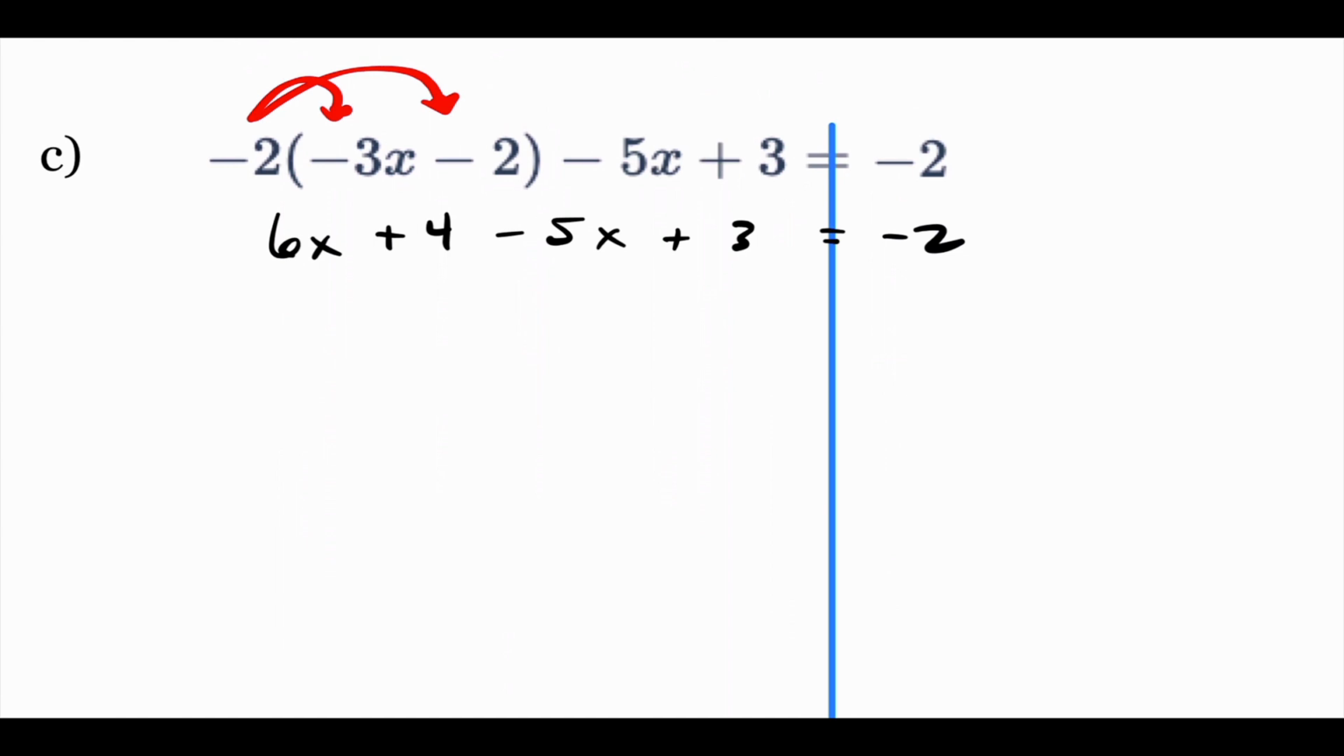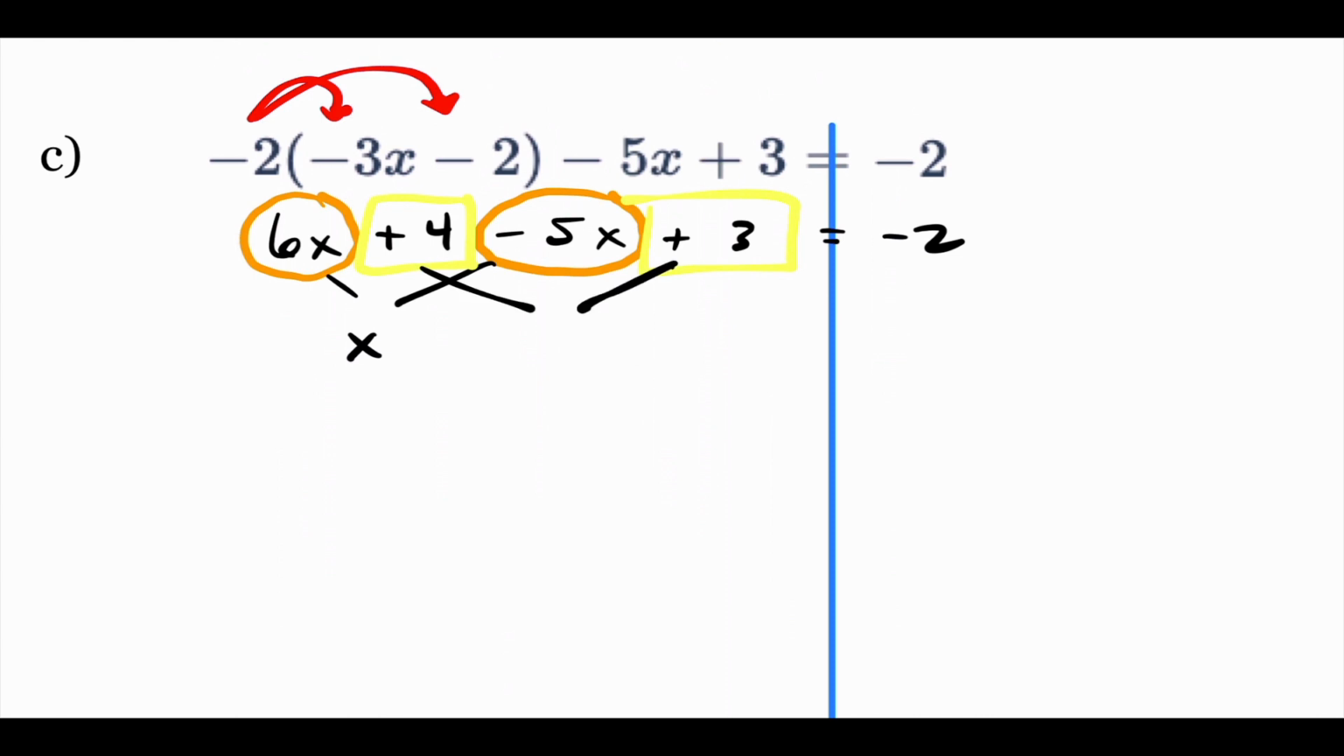Do I have any like terms on the same side of the blue line? Yeah. On the left side, I've got a bunch of stuff that I can combine. First thing I can combine is x. What do I get when I combine 6x and negative 5x? Positive 1x, or just x, right? Good. I also have a positive 4 and a positive 3. What do I get when I combine those? Positive 7. Good.